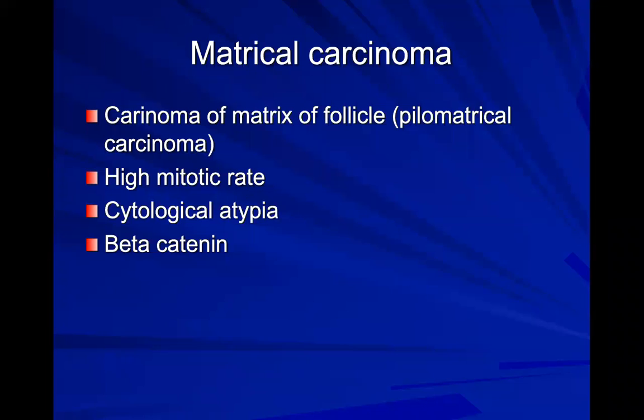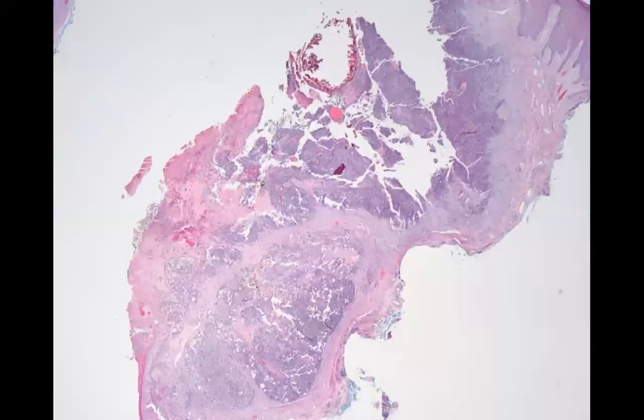Matrical carcinoma. So now instead of the basal cell carcinoma, which technically comes from the bulge, now we can have a matrical carcinoma. And these can be really hard to distinguish without stains. They can have a lot of cytologic atypia, but the immunostain beta-catenin can help you identify that you have a matrical carcinoma. But when you're looking at something like this, how do you even think of a matrical carcinoma?